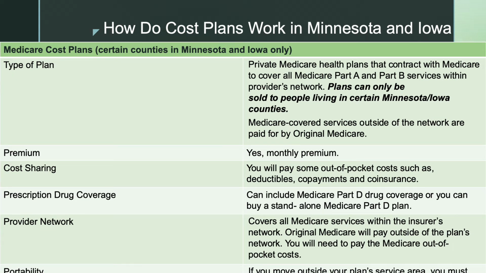Cost plans are still available in certain counties in Minnesota and Iowa. We'll discuss this in the next few slides. These plans have a contract with Medicare to provide comprehensive coverage to Medicare eligible residents. Cost plans require a monthly premium, and if you use an out-of-network provider, you might incur additional costs. Cost plans may include the required Part D coverage, or you may be required to purchase a standalone Part D policy.